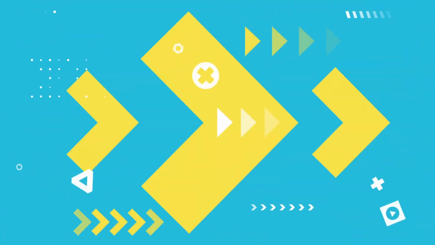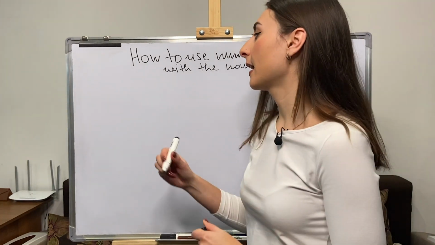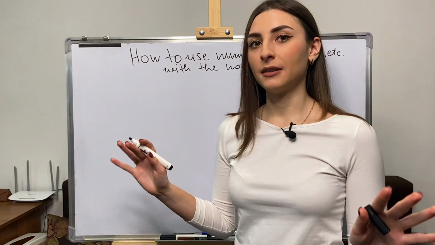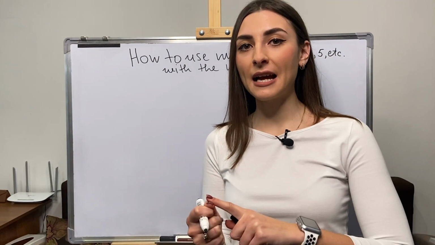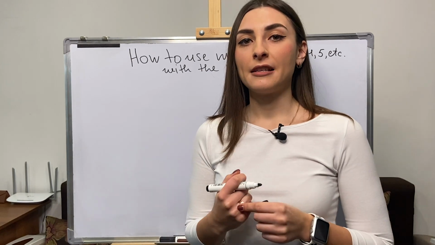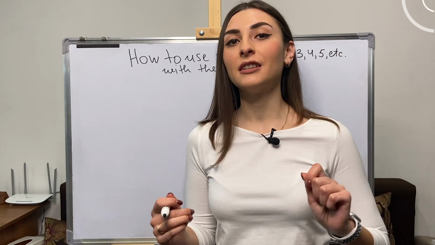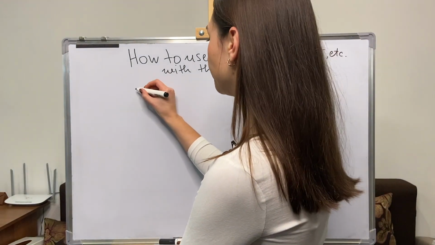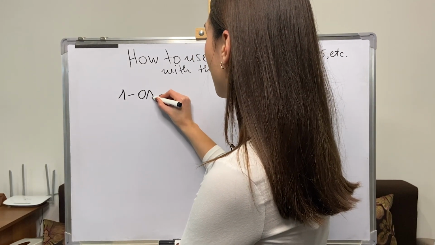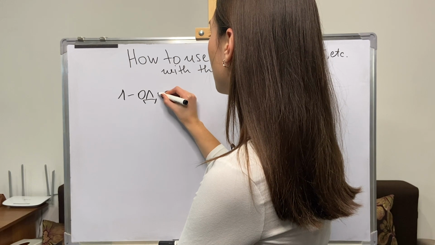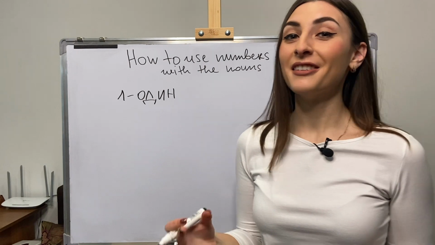Поїхали, так? Okay, so we're going to start with the number 1, так? And number 1 is один. You know it, so when you learn how to count 1, 2, 3, 4, 5. And guys, if you still don't know how to count in Ukrainian language, please check out this video lesson. So you know один. 1 is один. And I want to tell you that один is a masculine gender form.